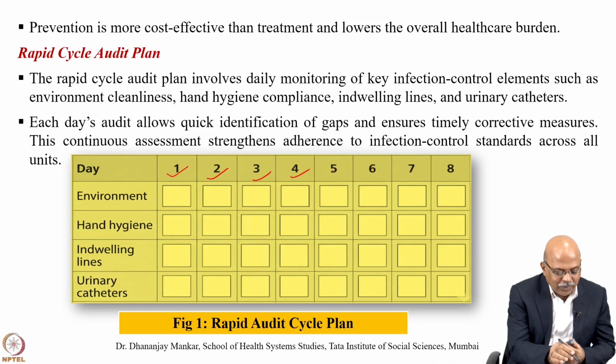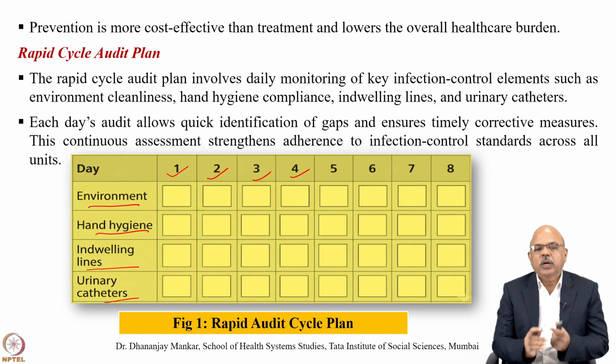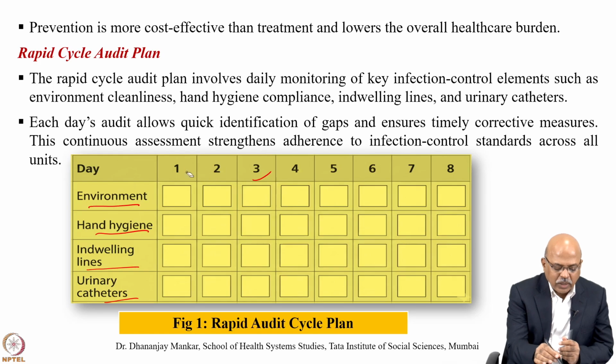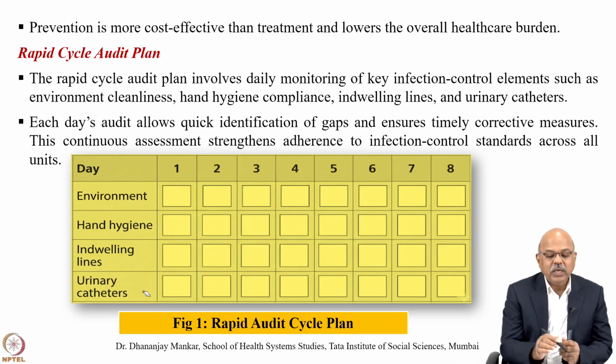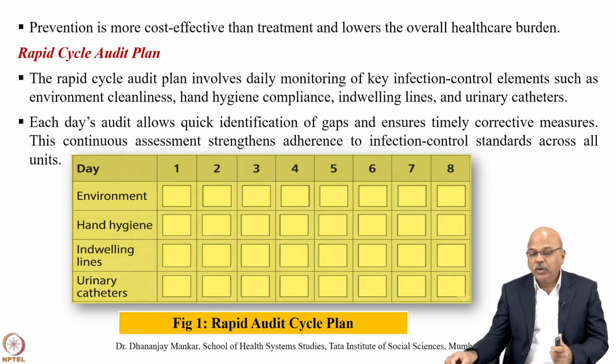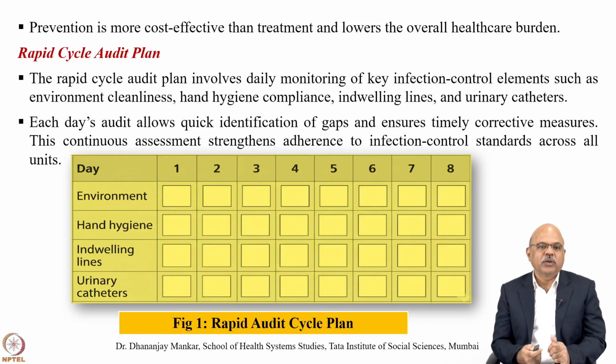With respect to environment, hand hygiene, indwelling lines and urinary catheters, which is very important, this follows the rapid cycle audit plan, where whenever you have an issue with any one of these, your team needs to sit, discuss and identify the gap, work on the RCA and move ahead, improving the infection control standards in your hospital.